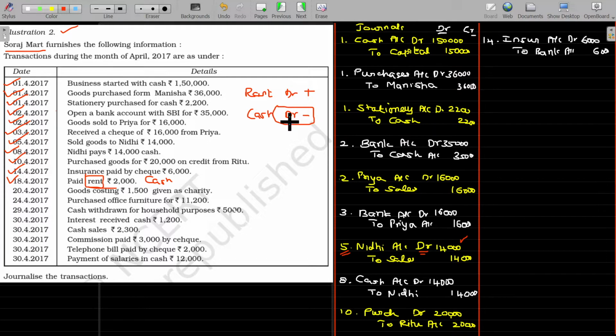To decrease the debit balance, what we have to do? We have to do the reversing of it, so credited. So, the entry here being on 18th April, rent account debit to cash, the value being 2000. This is over 18th.